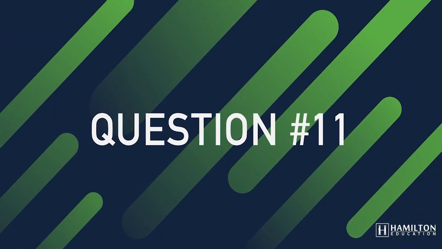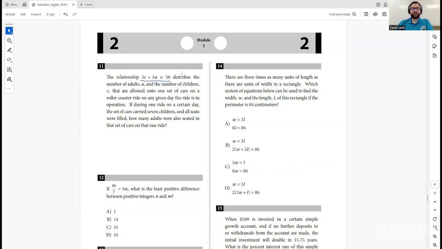The relationship 5c plus 3a is less than or equal to 50 describes the number of adults, A, and the number of children, C, that are allowed onto one set of cars on a roller coaster ride on any given day the ride is in operation. If during one ride on a certain day, the set of cars carried 7 children and all seats were filled, how many adults were also seated in the set of cars on that one ride?